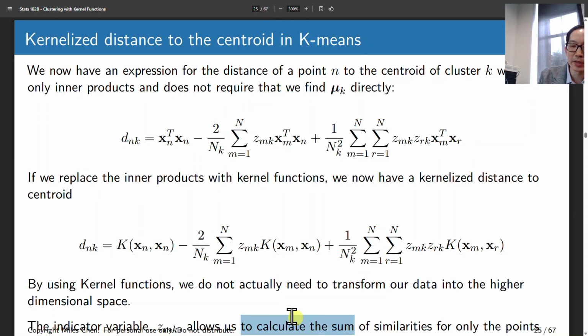This is cut off here. But basically, this indicator variable z allows us to calculate the sum of the similarities for only the points that belong to that cluster. So if we replace the inner products with the kernel functions, we now have a kernelized distance. Okay. So all we've done is we got into this form with all of these x transpose x, and we are going to say, wherever I see an x transpose x, I'm going to just have a k, all right?